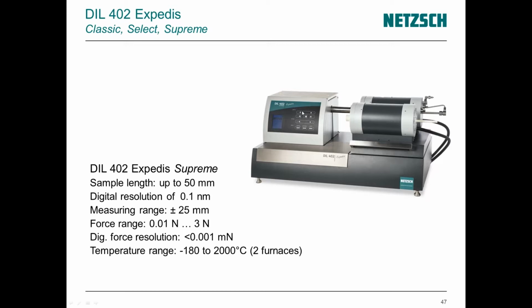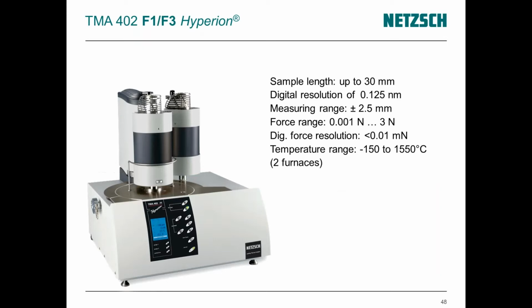On the other side we have our TMA VO2 Hyperion, which is available in 2 versions, F1 and F3. Here you can measure samples with a length up to 30 millimeters and with a digital resolution of 0.125 nanometers. The measuring range is smaller in comparison to the dilatometer, so here we have plus minus 2.5 millimeter available, and the force range is between 1 millinewton up to 3 Newton. And here we can cover a temperature range between minus 150 to 1550 degrees C.